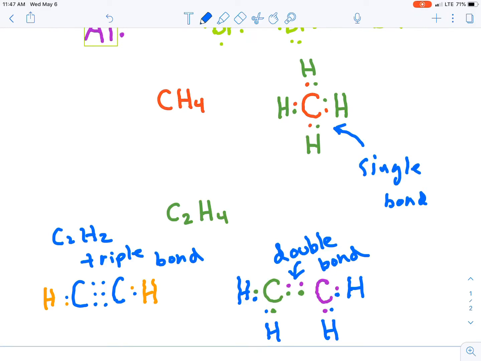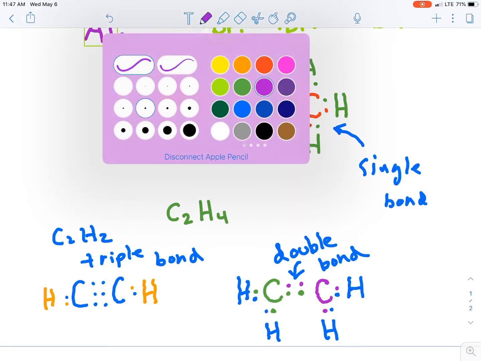Okay, that's electron dot. Lewis structure works the same way. Instead of showing a pair of electrons as a bond, we're going to draw a dash as a bond. So I'm going to draw the same ones we have.